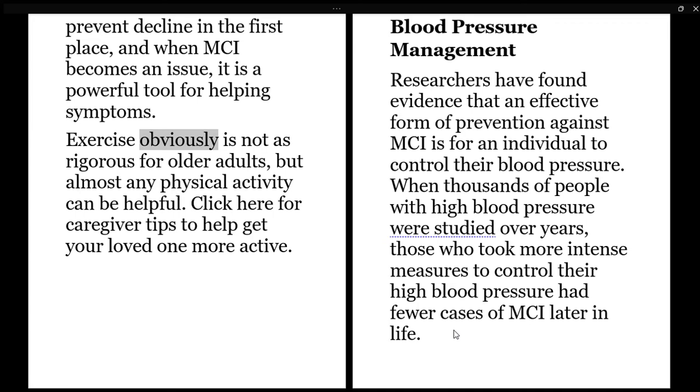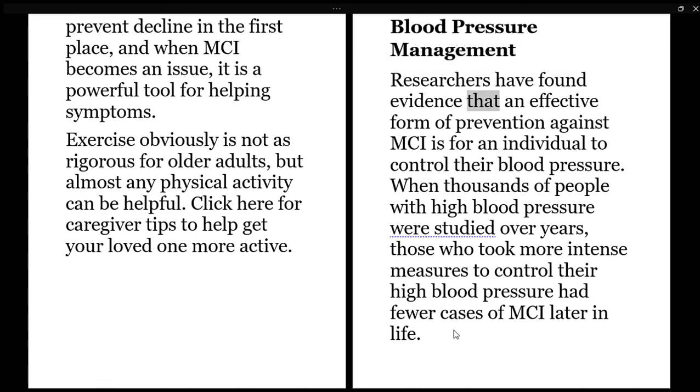Exercise obviously is not as rigorous for older adults, but almost any physical activity can be helpful. Click here for caregiver tips to help get your loved one more active. Blood pressure management.